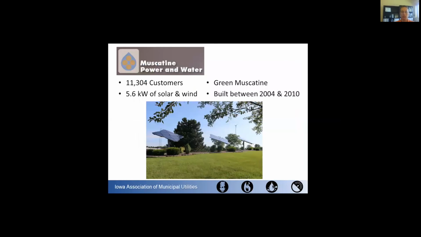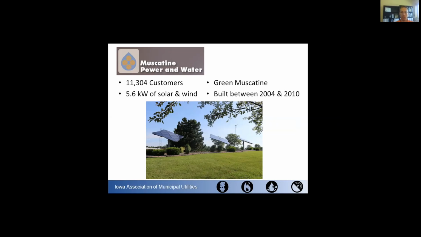And the third project I'll mention is one by Muscatine Power and Water, and this is actually the oldest project of the 4 that I mentioned. Muscatine Power and Water serves just over 11,000 customers, and to date they've built 5.5 kilowatts of solar and wind, you can see in the picture, through their Green Muscatine program. And that's a program that's more of the energy-based program, and this is the program that other utilities do where customers can sign up for green energy.